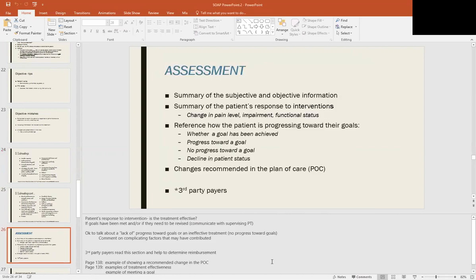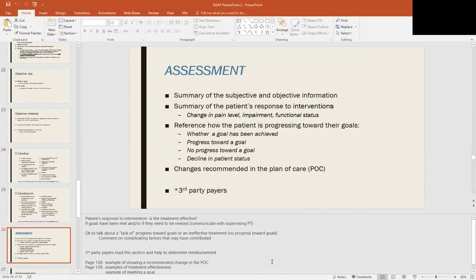Now, assessment. Your assessment is a summary of the subjective and objective information, and it's also a summary of the patient's response to the interventions. This is a little bit confusing because we tell you in the objective portion of the note you don't only want to write about what they did, but how they responded. We'll work on making that very concise, but the assessment portion of the note is a global summary of the patient as a whole.